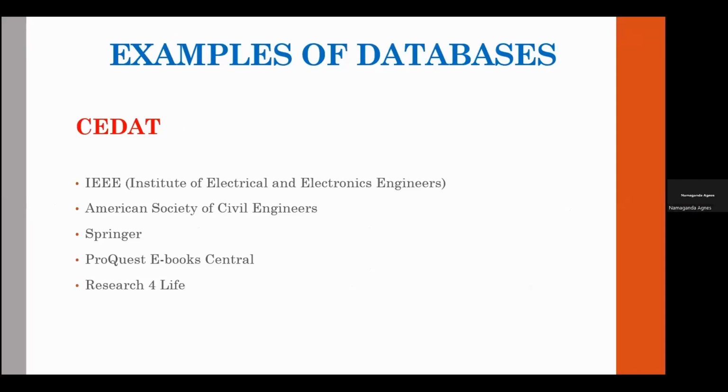Yes, that is what I was going to on that slide, and those are the kinds of databases that are relevant, because there are many, but these ones are relevant. In terms of ebooks, we have ProQuest, eBooks Central, IEEE, American Society of Civil Engineers, Springer, and Research for Life. However, you have to note that for Research for Life, you need login details.